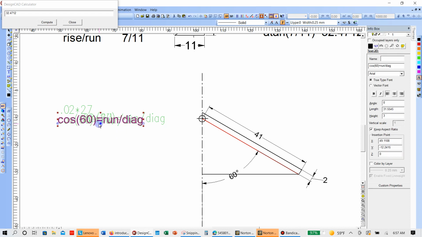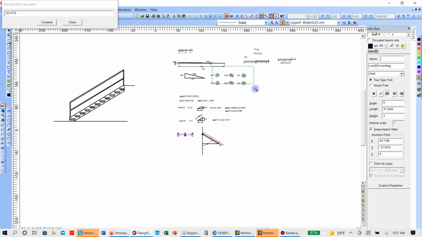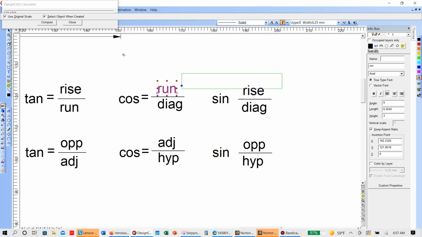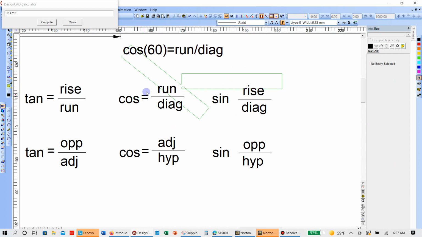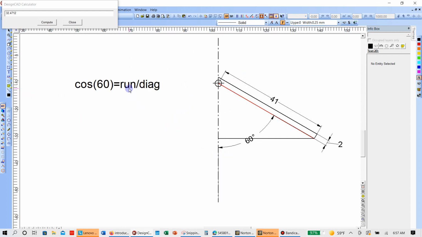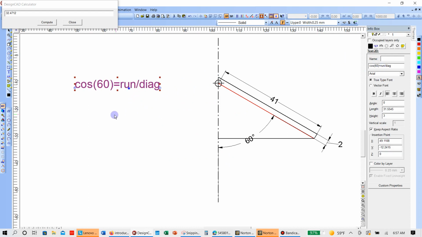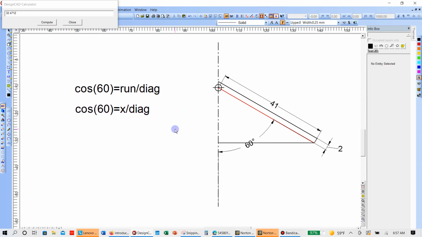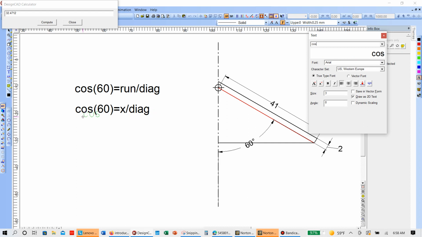So if we take that, Control C, we go back up here, cosine, Control V. Cosine of 60, the cosine of the angle is equal to the run over the diagonal, okay? And then the run is the unknown, so we're going to make that X. X, because that's usually how you see it in algebra. And then we want X by itself, so we multiply both sides by the diagonal, it cancels out, and then we end up with cosine of 60 times the diagonal, which is 41.